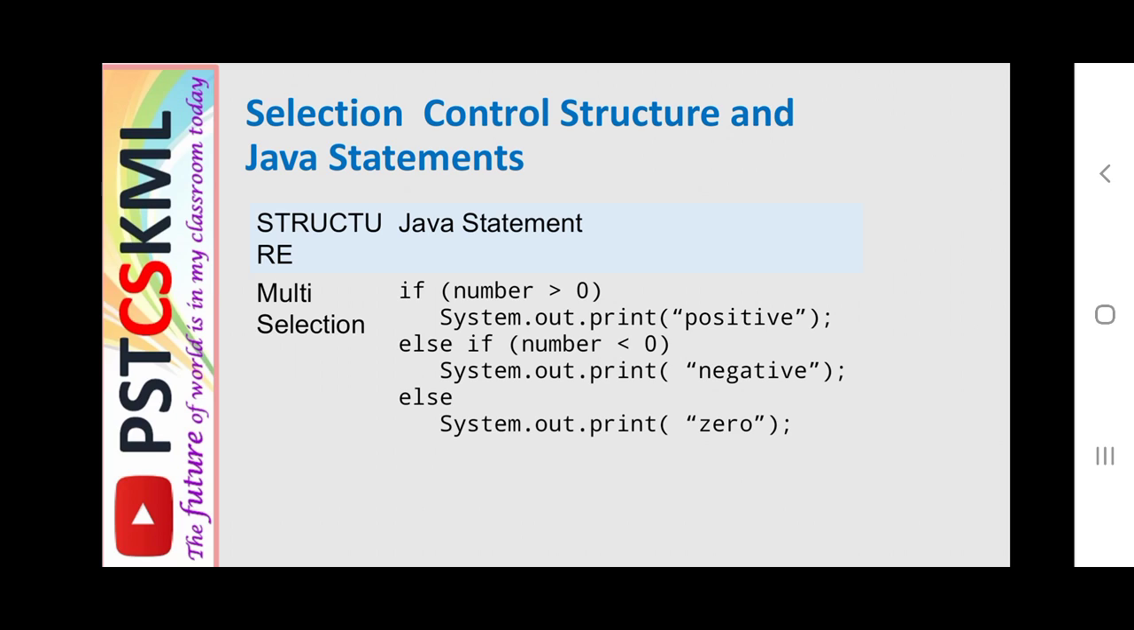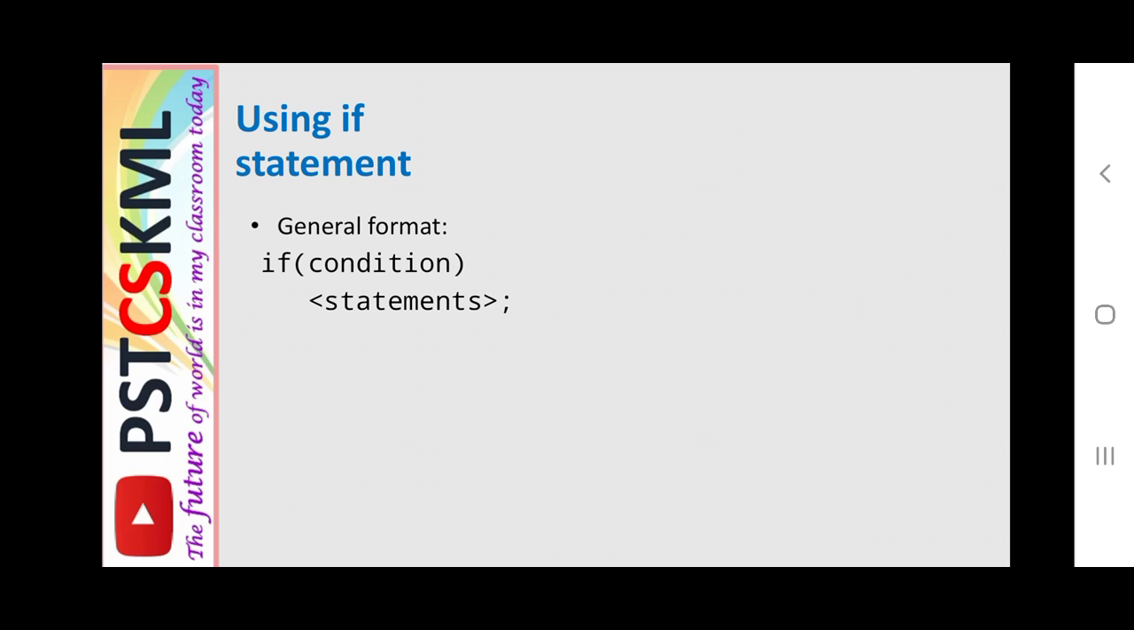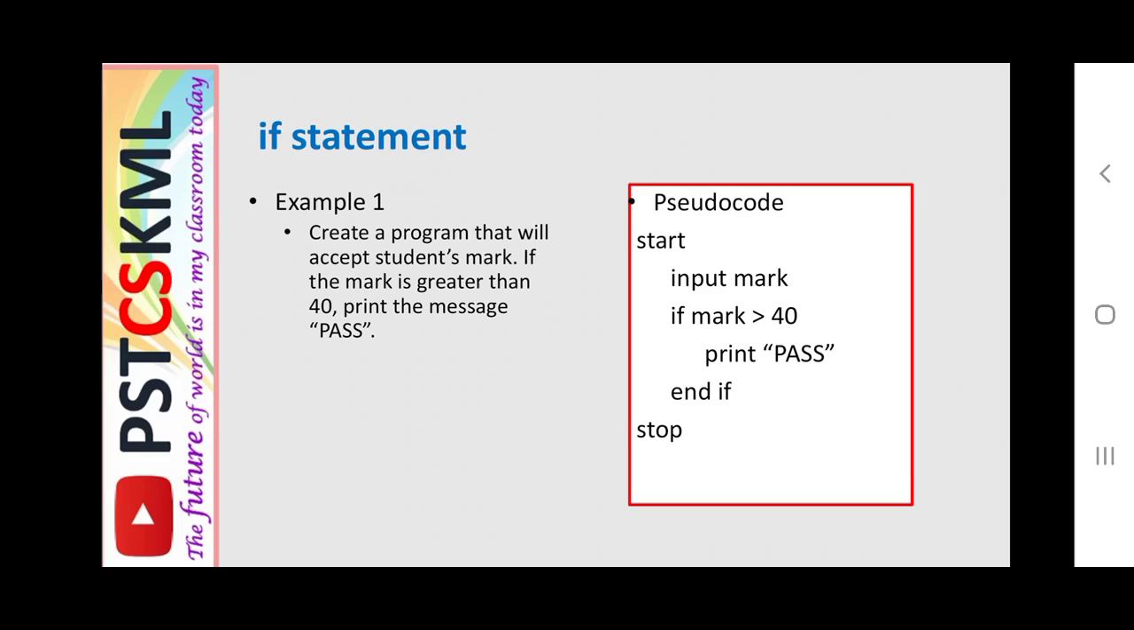Okay. Then if you go for multiple selection, if your number is more than 0, you print positive, else if number is less than 0, you print negative. As the last statement, stop with else. When you have else if, you must have a condition beside it. When you have only else, you do not need to write any condition beside it. So that's the difference between else if and else. Okay, this is the general format for if statement. If, then you have a condition, then on the second line you write the statement, ending with semicolon.